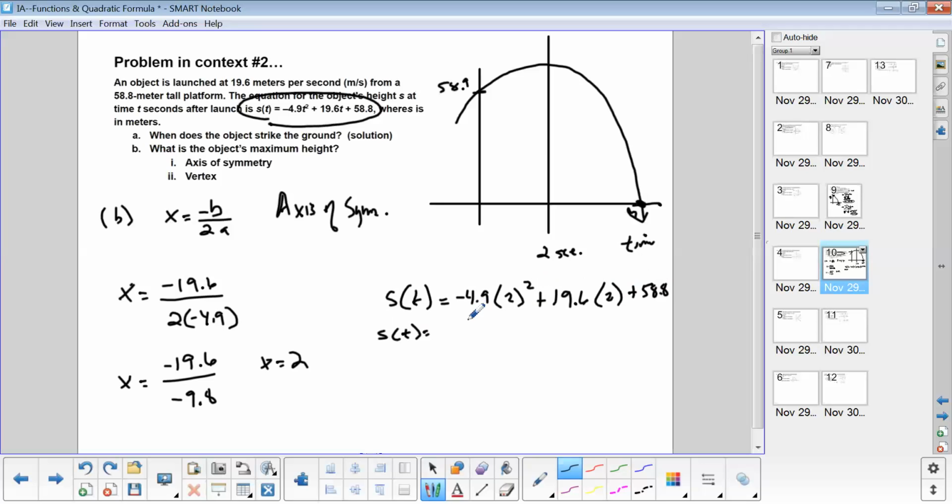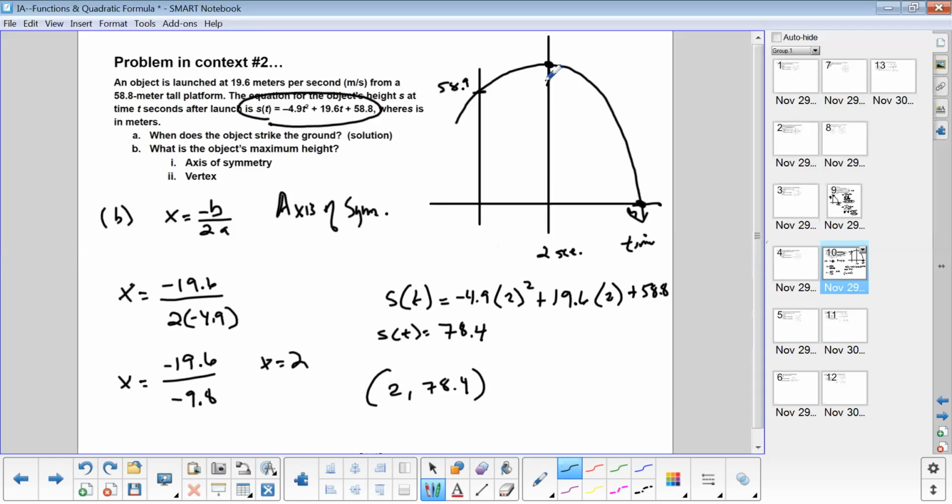So negative 4.9 times 2 squared, which is 4, plus 19 6/10 times 2, plus 58 8/10. And when you compute all that, you get about 78 4/10 feet. What does that mean? Well, that's your vertex. At 2 seconds, this object is about 78 4/10 feet up here.